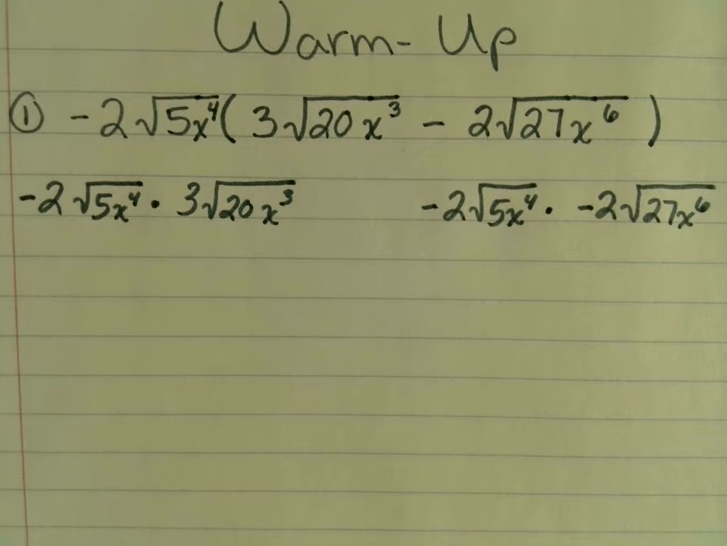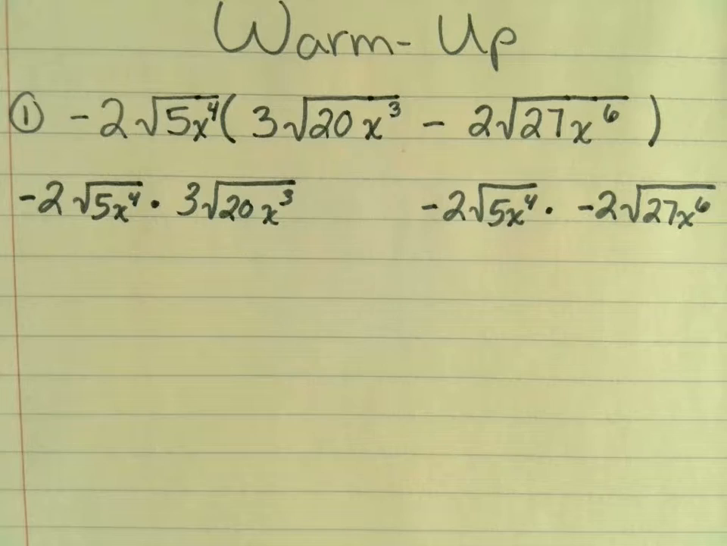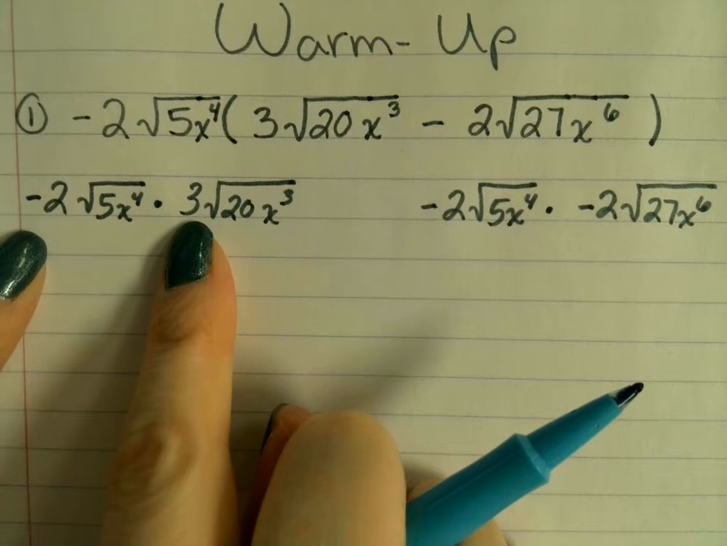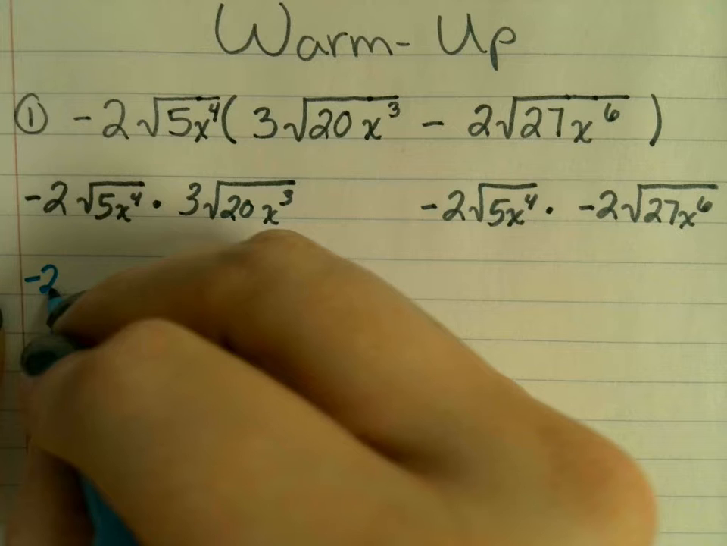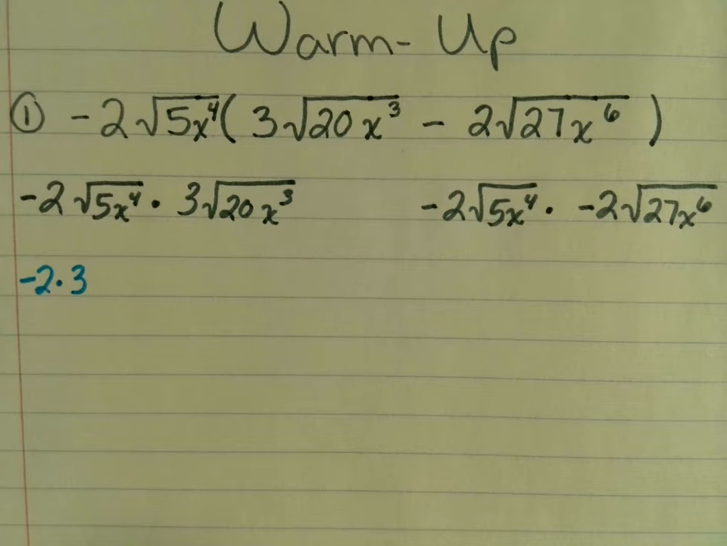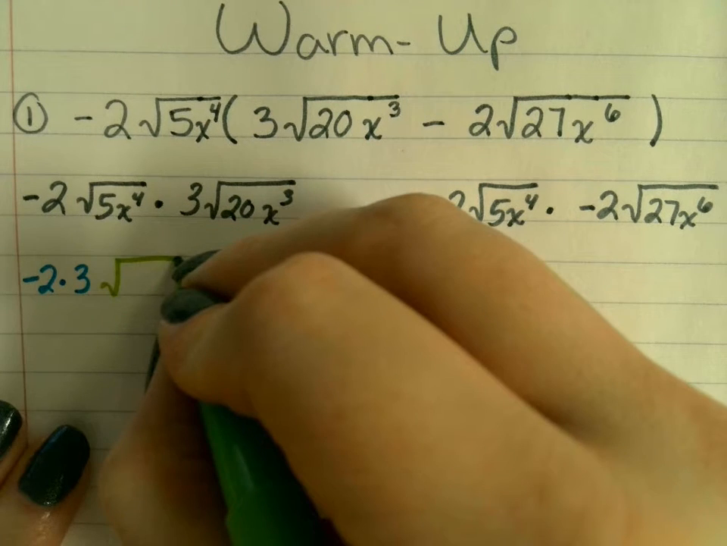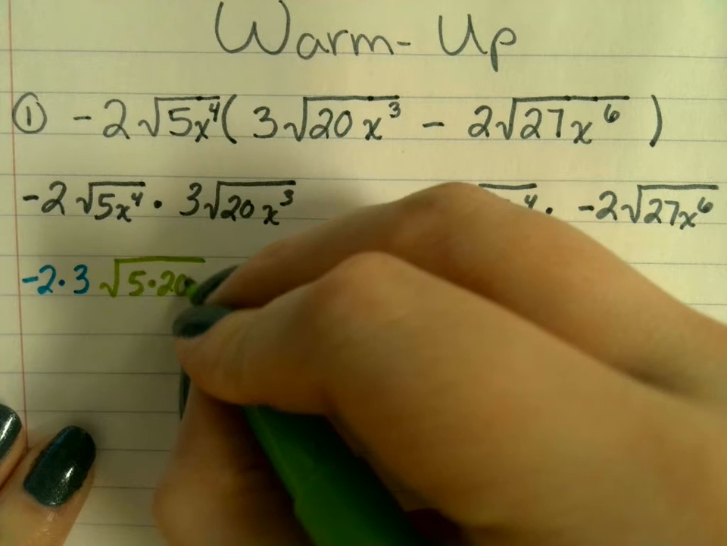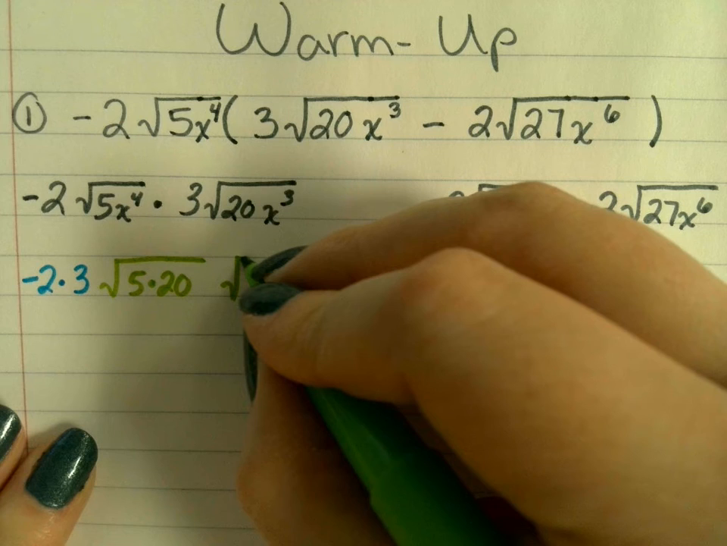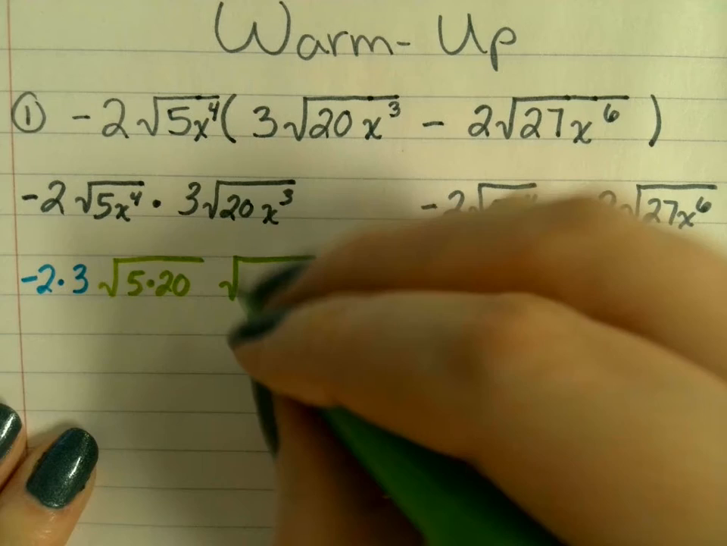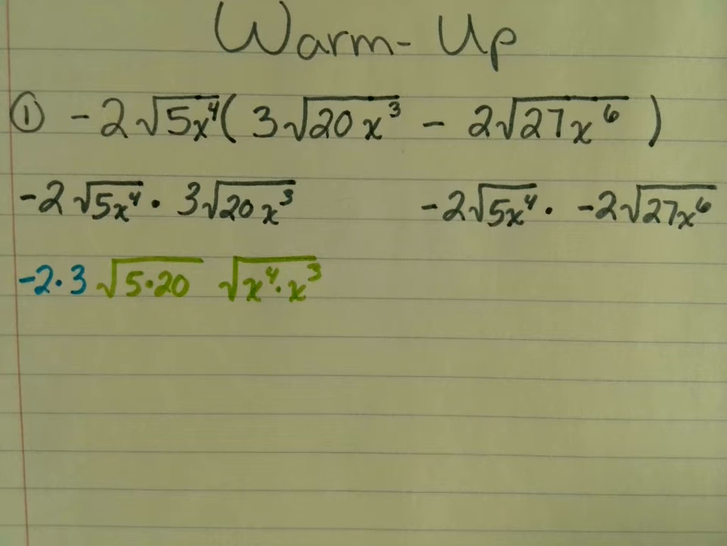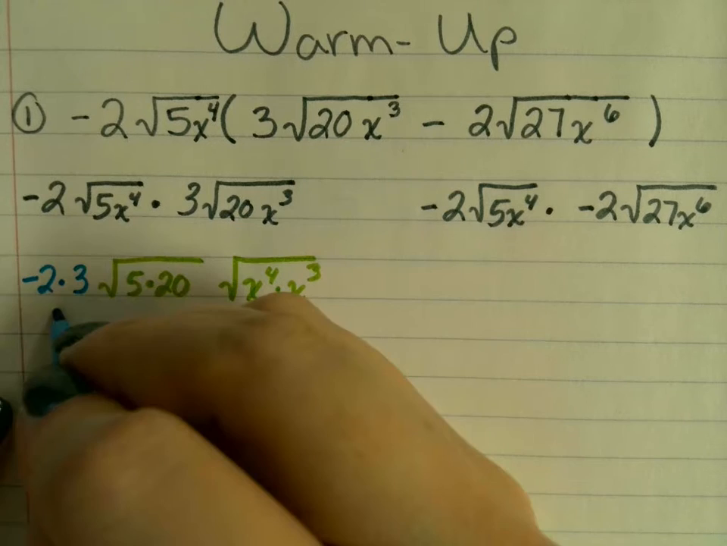Remember on Friday, we said, okay, we're going to go ahead and do our coefficients first. So I'm going to do -2 times +3. Then I'm going to do a radical house for my numerical radicals, which is 5 and 20. And then I'm going to do a radical house for just my variable radicals. So x to the fourth times x to the third. Okay, what is -2 times 3? -6. What is 5 times 20?